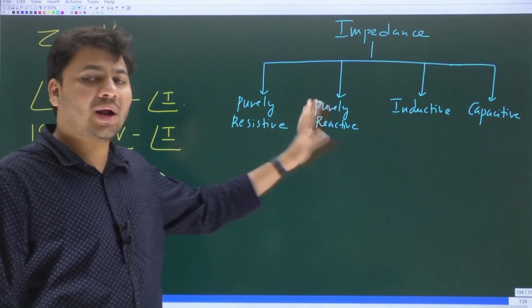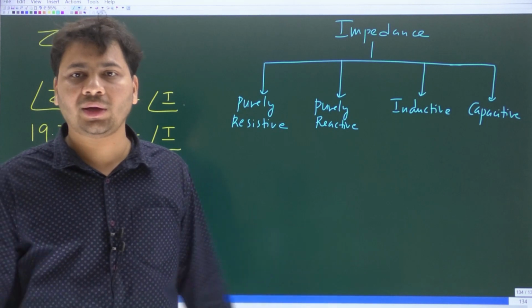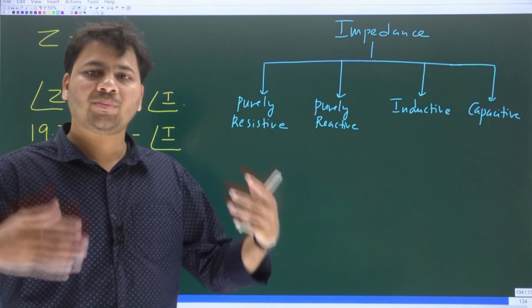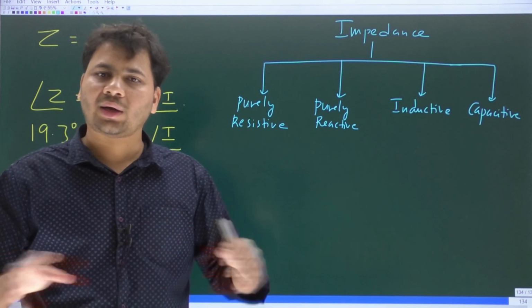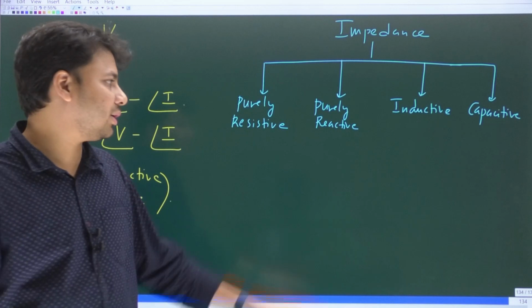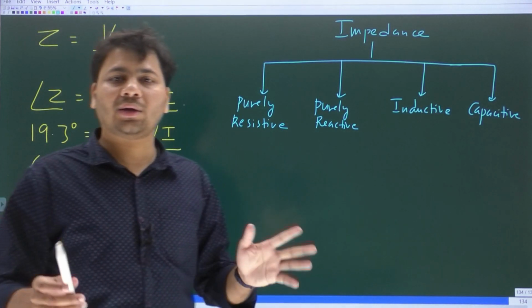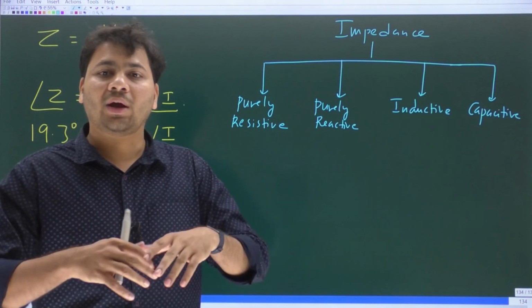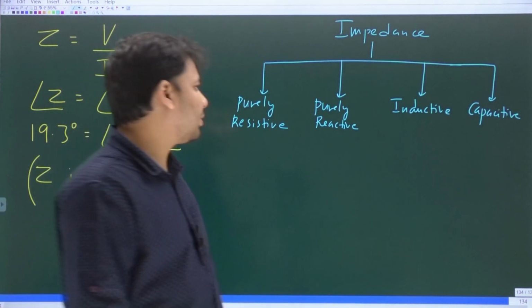Any impedance can also be purely reactive. That means there are no resistors in the network or in the branch. You only have reactive elements. It can be a capacitor or an inductor or some connection of capacitors and inductors. It is purely reactive. Or impedance can have an overall inductive nature or an overall capacitive nature.